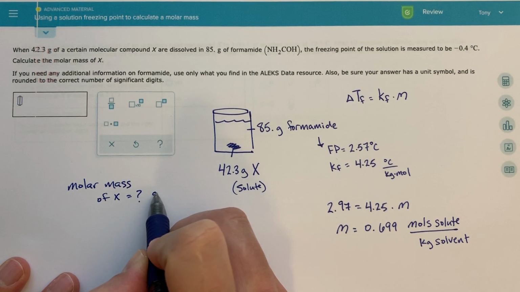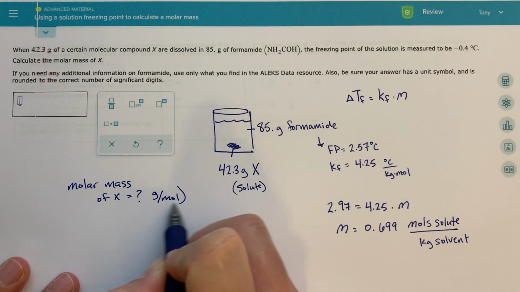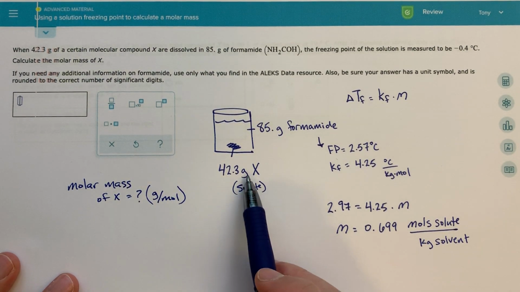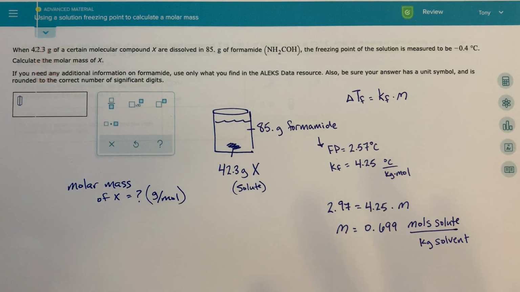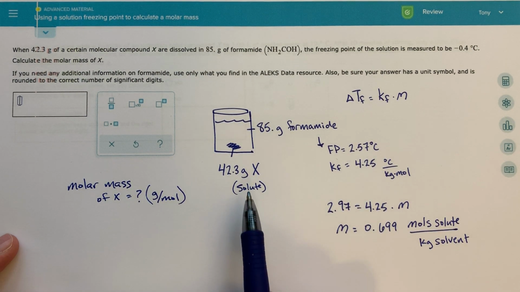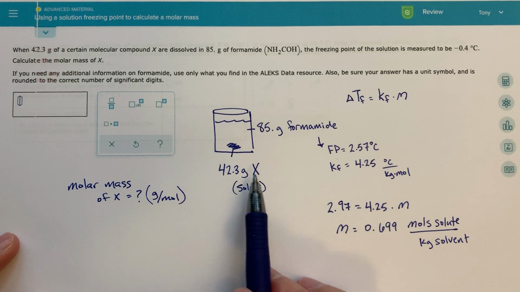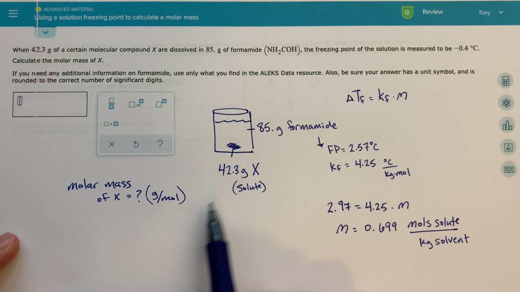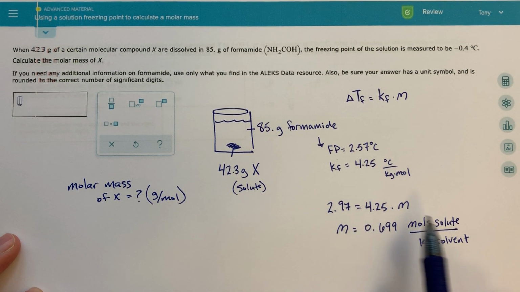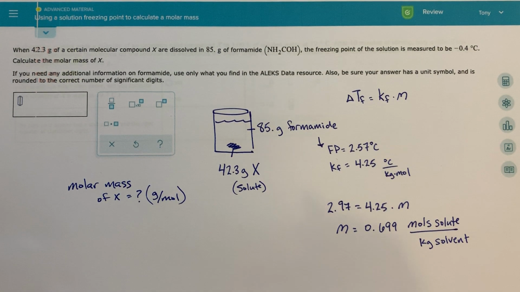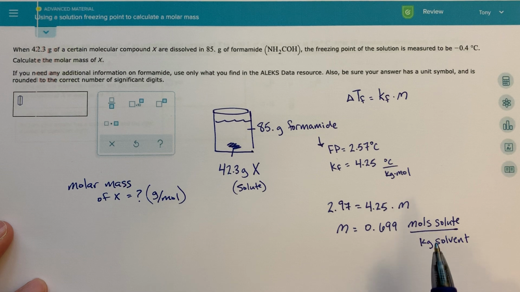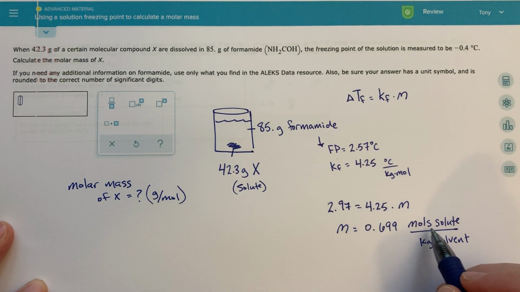I know that a molar mass is grams per mole, right? That's really what we're looking for. We're looking for the grams of X per mole of X. So if I know a certain mass of X, then really what I'm looking for is how many moles does that mass represent? What's the relationship there essentially? So all I need to do now is convert this molality to solve for the moles of solute.